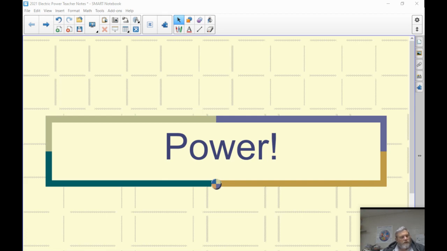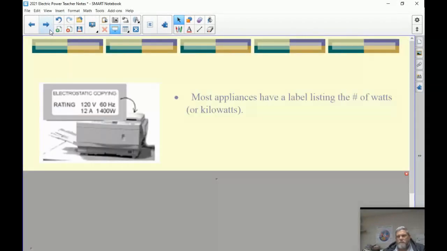Hey folks, we're going to be talking about power today, electric power. We did mechanical power in the fall, but now we're going to talk about electrical power and how to estimate how much certain electrical appliances like computers and such cost to run.